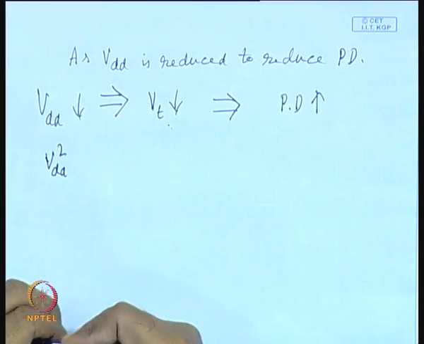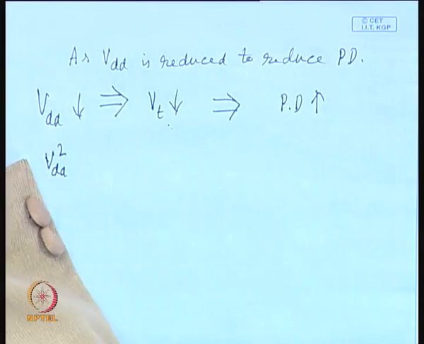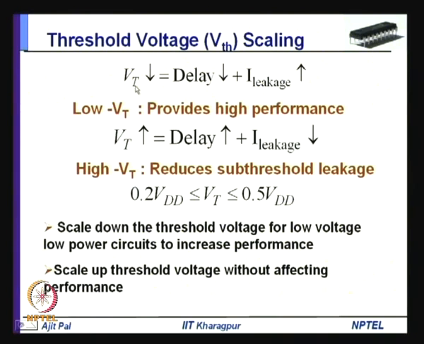What is the way out from this vicious circle? You can see, smaller the threshold voltage, smaller the delay, larger is the leakage current. On the other hand, you can say that low Vt provides high performance. On the other hand, as you increase the threshold voltage, larger is the delay, lower is the leakage current.